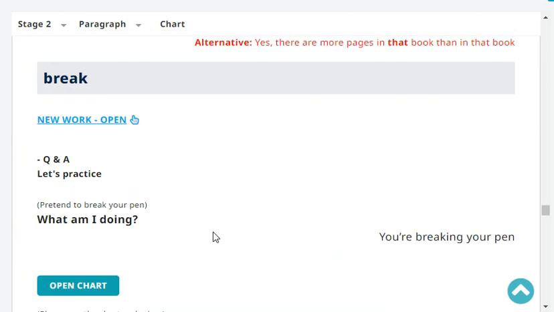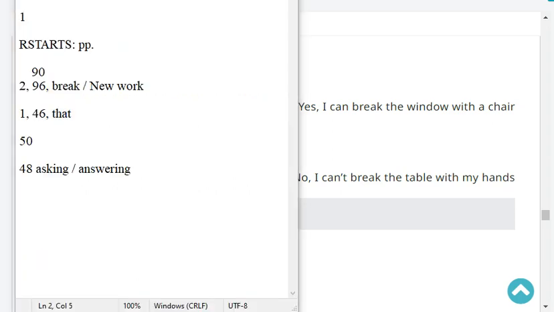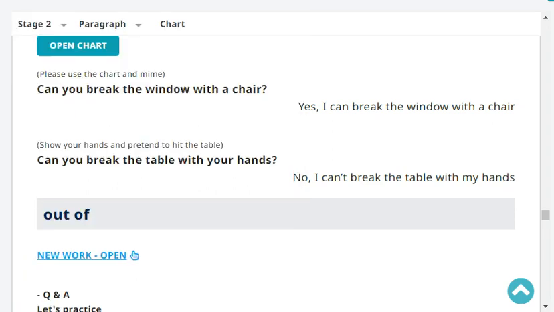Okay, next. Here we go. What am I doing? You're breaking the pen. Very good. Can you break the window with a chair? Yes, you can break the window with a chair.